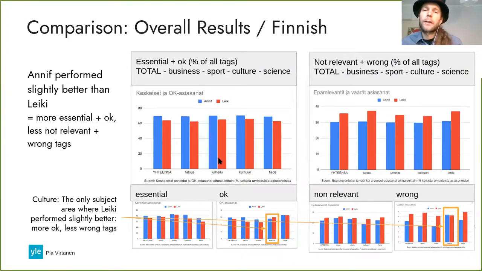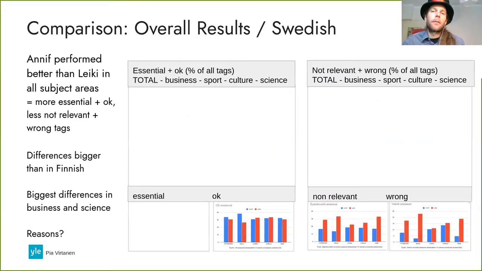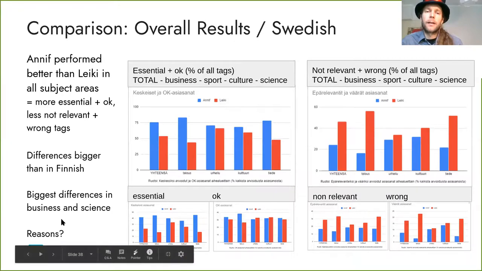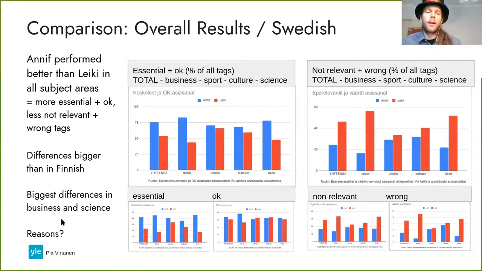And in the results for Finnish, Annif was given slightly higher scores than Leiki. So there were more of the essential and okay ratings and less of the non-relevant and wrong. But the difference was not very big. But for Swedish, interestingly, the result was very different, and Annif performed much better than Leiki in all the subject areas. And especially in business and science, the difference was very large.